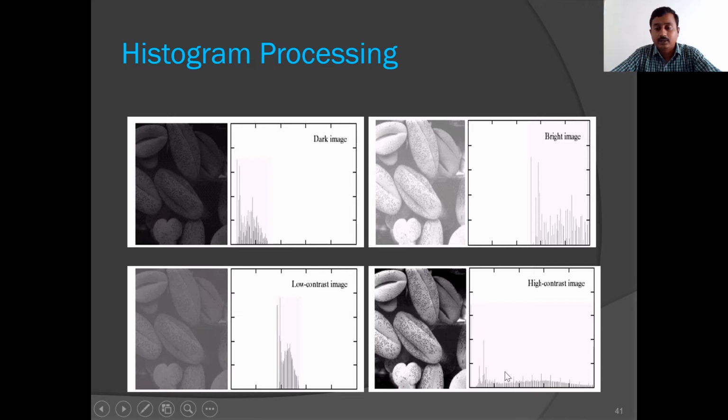It has spread across a wide range of the intensity scale, and we have very few vertical spikes there. So we can use the histogram in order to determine the quality of an image. The image with high contrast will have a widespread histogram.